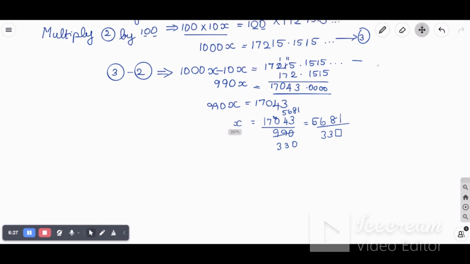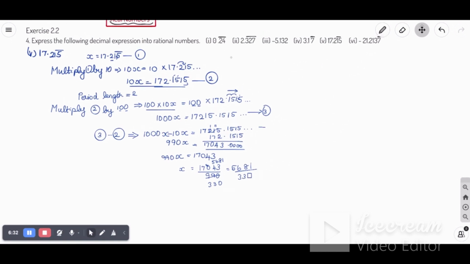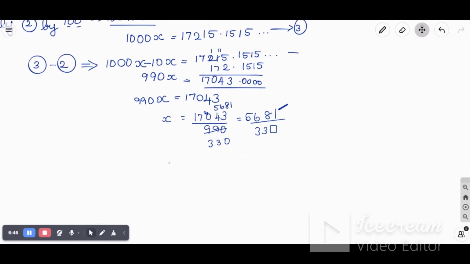So what is your x? What did you take as x in the initial step? It is only here from equation 1. It is nothing but your question. This is your x, and so x is equal to 17.215, which is your question. So we can end up as, the answer is 17.215 with 15 recurring, which is equal to 5681 divided by 330. Okay, hope you understood this question. So let's move on to the next one.